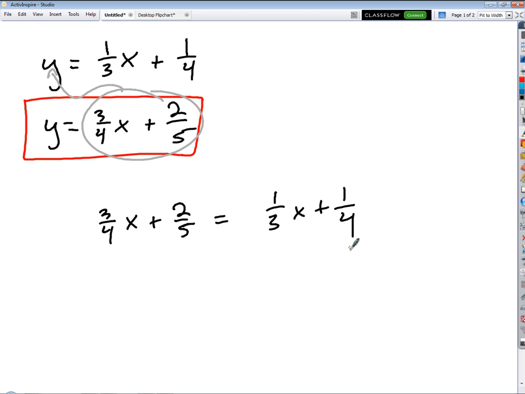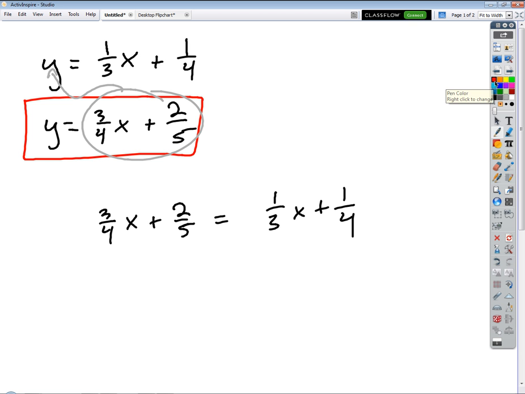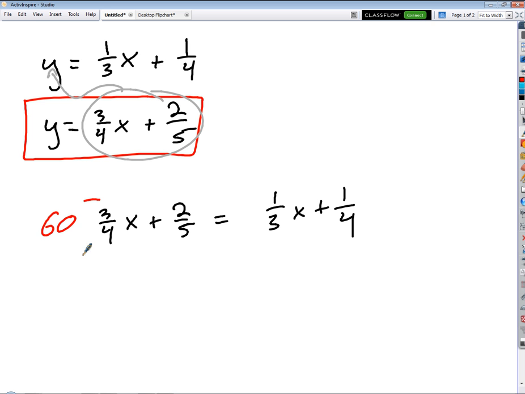And that sounds like extra work, but it's not. Trust me, it's really simple. Watch what happens when we do that. If I distribute a 60 through, because that's the least common denominator, I want you to watch what happens here. Now there's even another trick folded into this that makes it even easier.